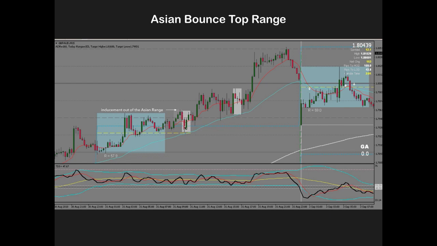Then a pullback. But the pullback to the 50 EMA doesn't happen until right here. This is where it touches. At that point you can see the candles stop right at the top of the range of the box.